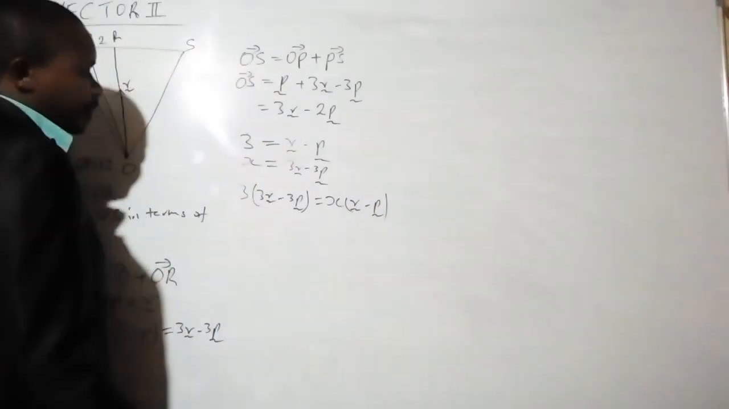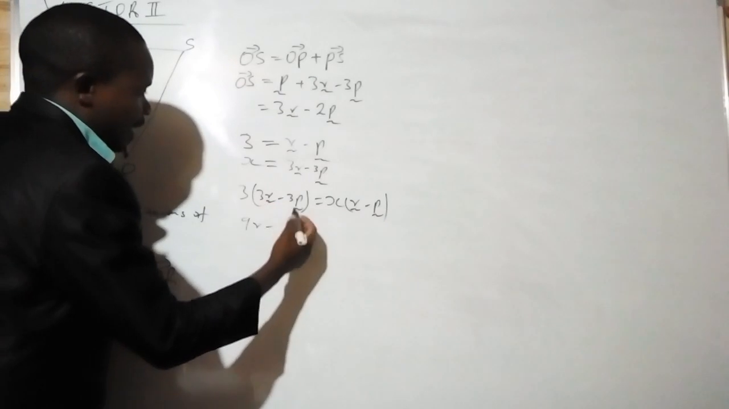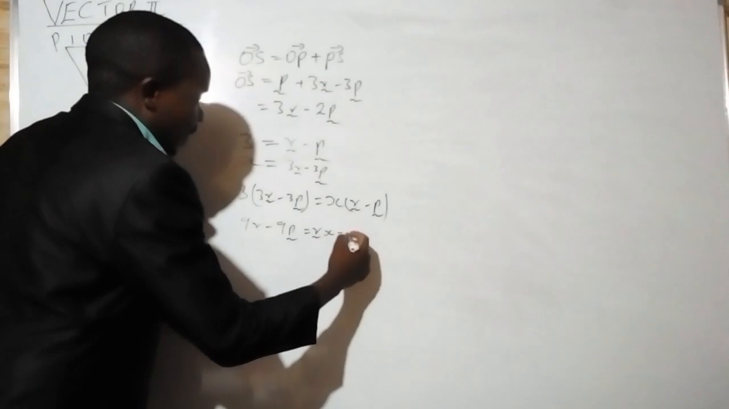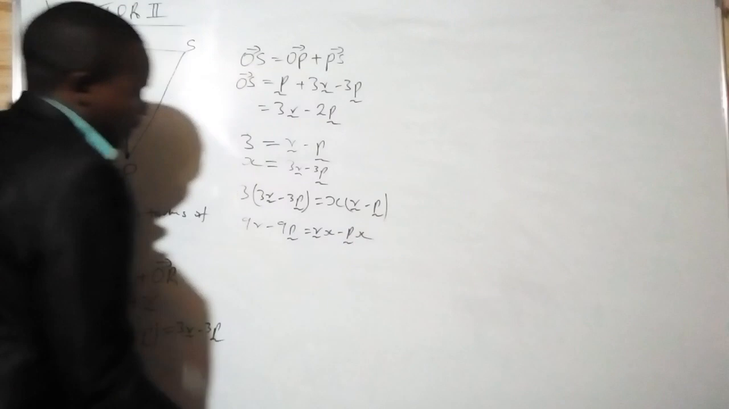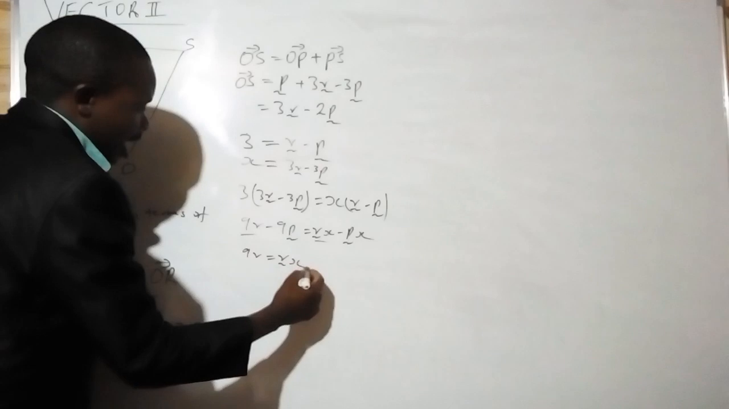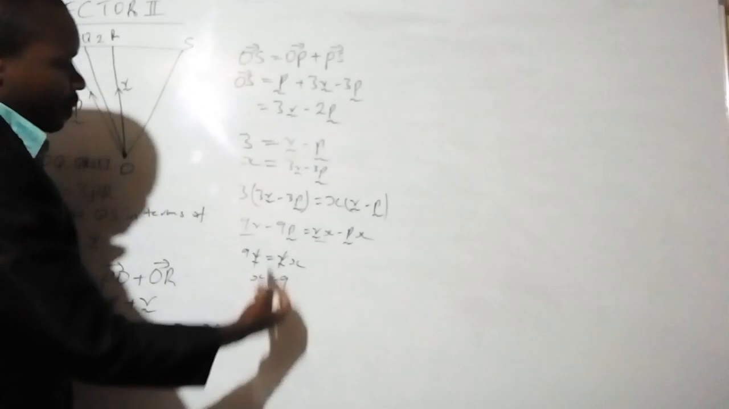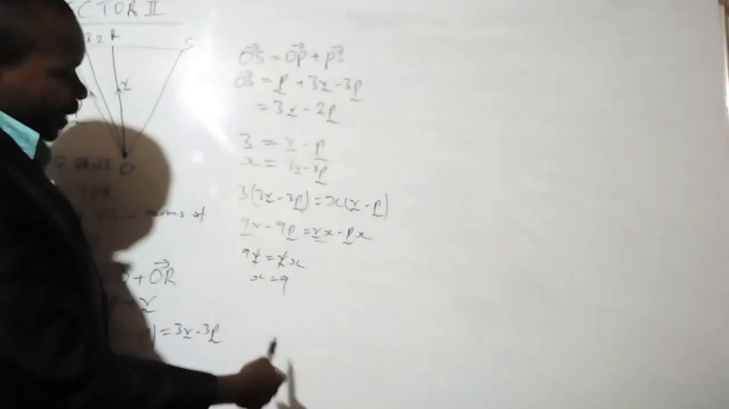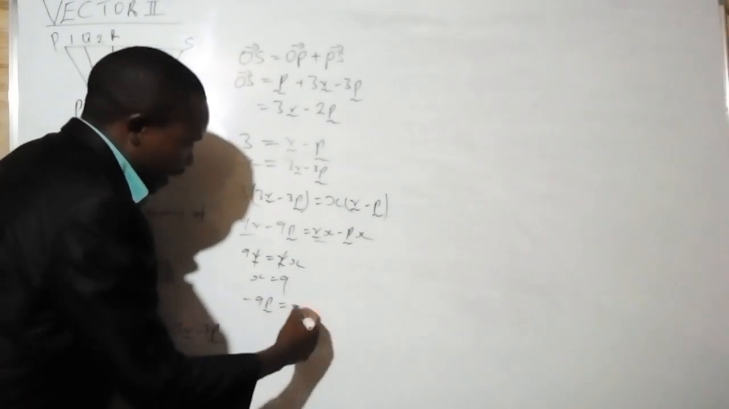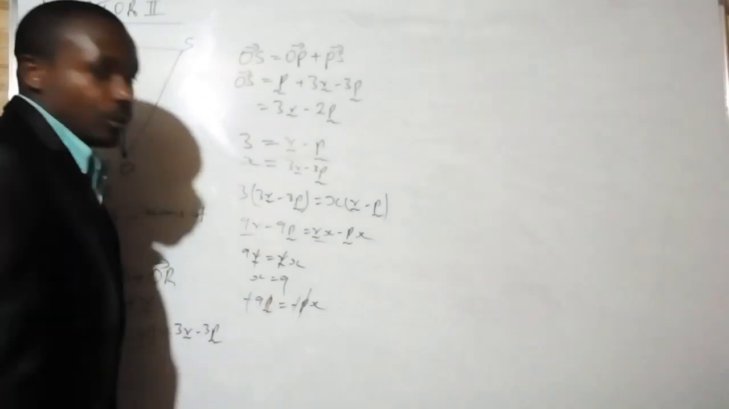You open the bracket and say 3 times 3R it's 9R minus 3 times 3P it's 9 vector P is equal to vector Rx minus vector Px. R and R you equate. 9R is equal to vector Rx. R and R you drop, and X is equal to 9. Let's prove whether we are going to get X with the P. Negative 9P is equal to negative Px. You can drop P and P, you drop negative and negative, because negative divided by negative is positive.